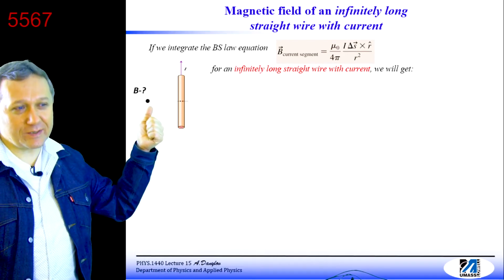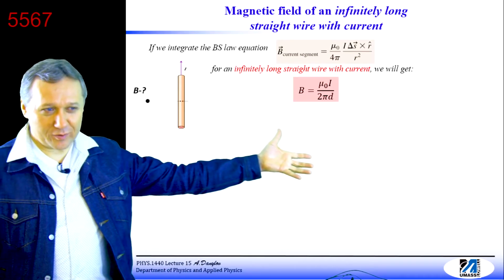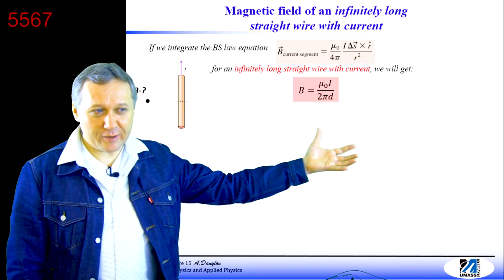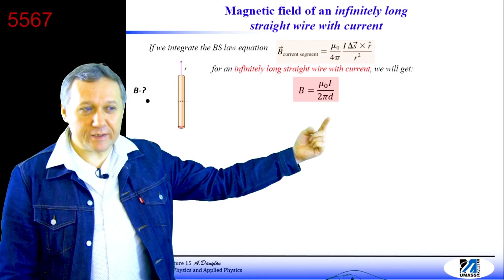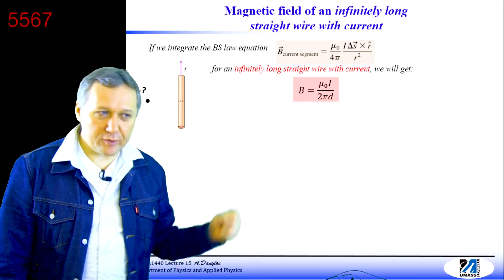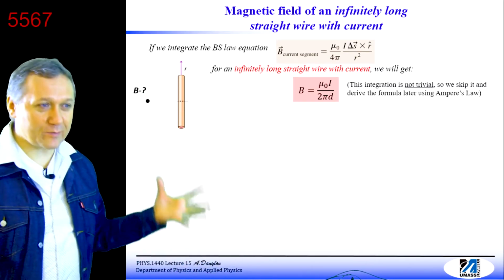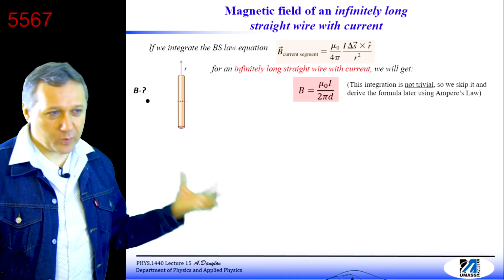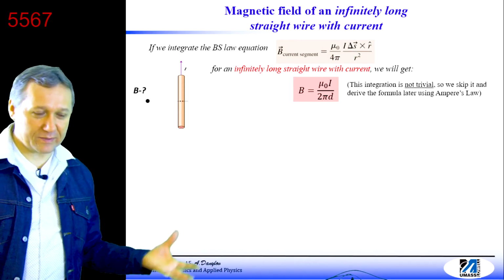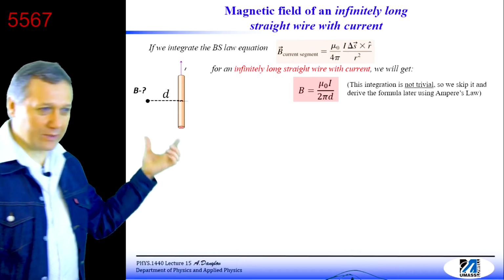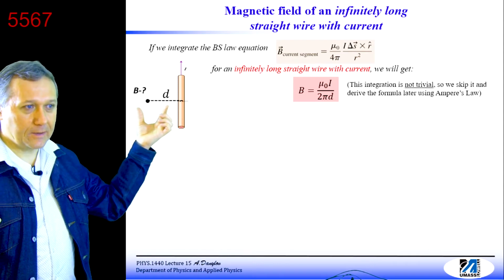And that expression is mu naught times I divided by 2 pi d, where d, this d, is the perpendicular distance, or the shortest distance from the wire to the point where you want to know the value of the magnetic field, right? So this perpendicular distance.